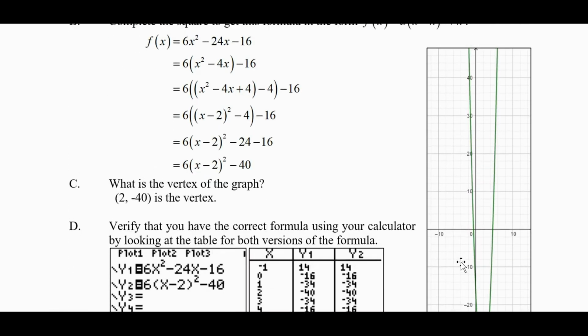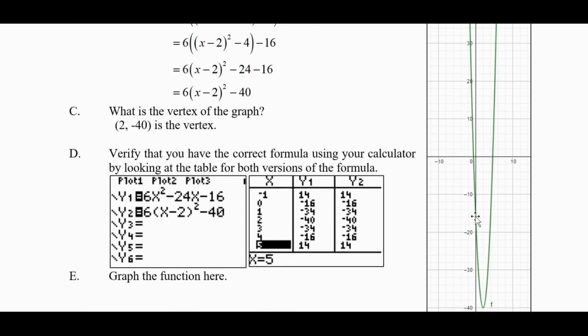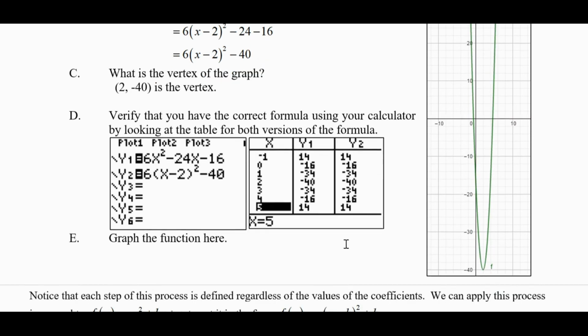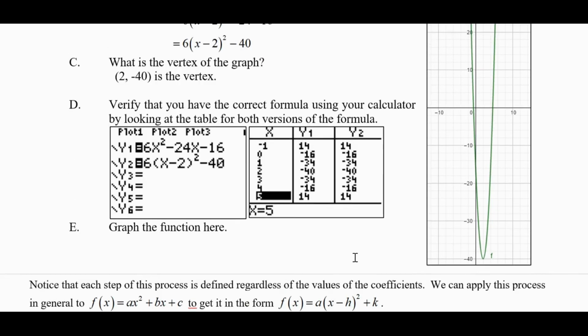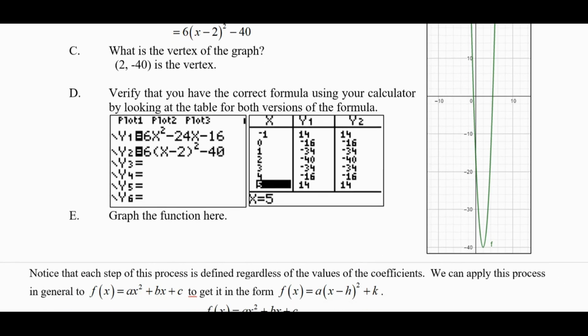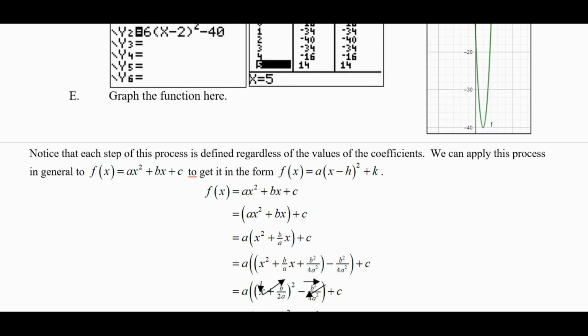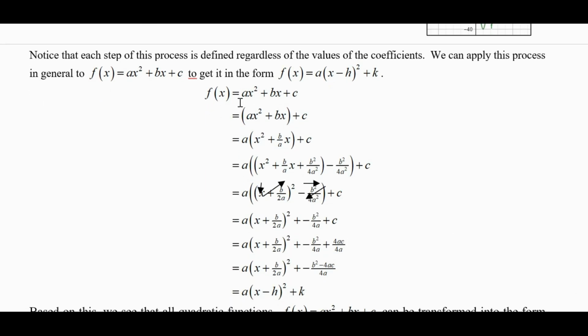We already said that the y-intercept was (0, negative 16), right here somewhere. And check that. So notice that each step of the process was a legitimate thing that we could do. Okay, so let's go ahead and show that we can do this in general.